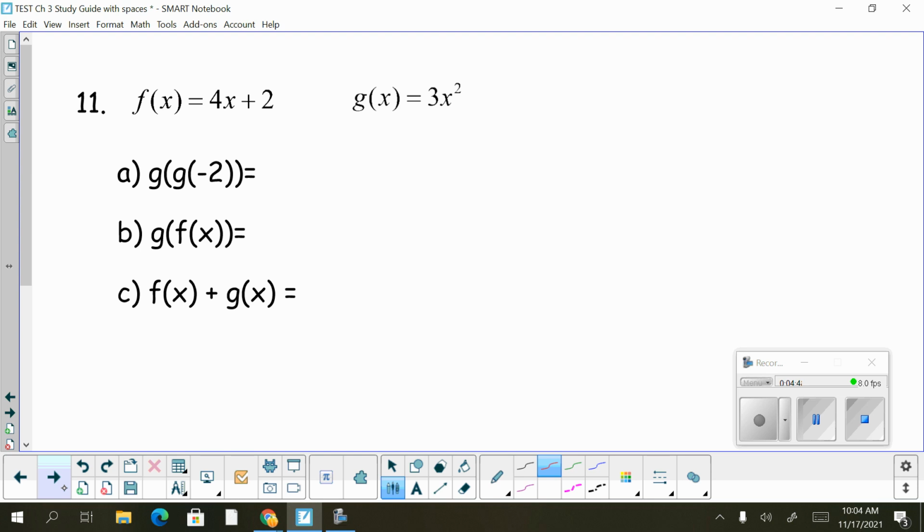All right, we have a lot going on this slide. We have to do g of -2. So we're going to start with g of -2. I'll put a -2 right here. Please make sure you're using parentheses. That should have been a squared, sorry.